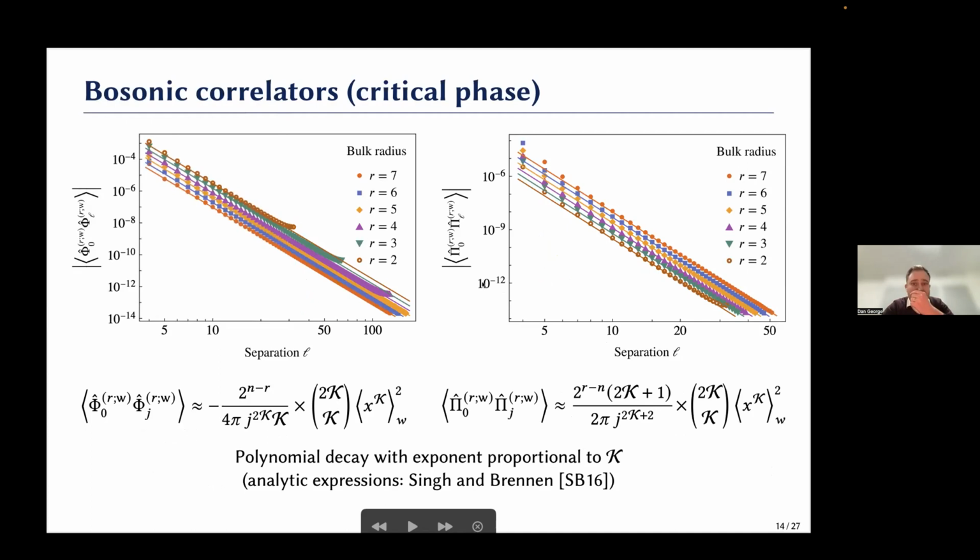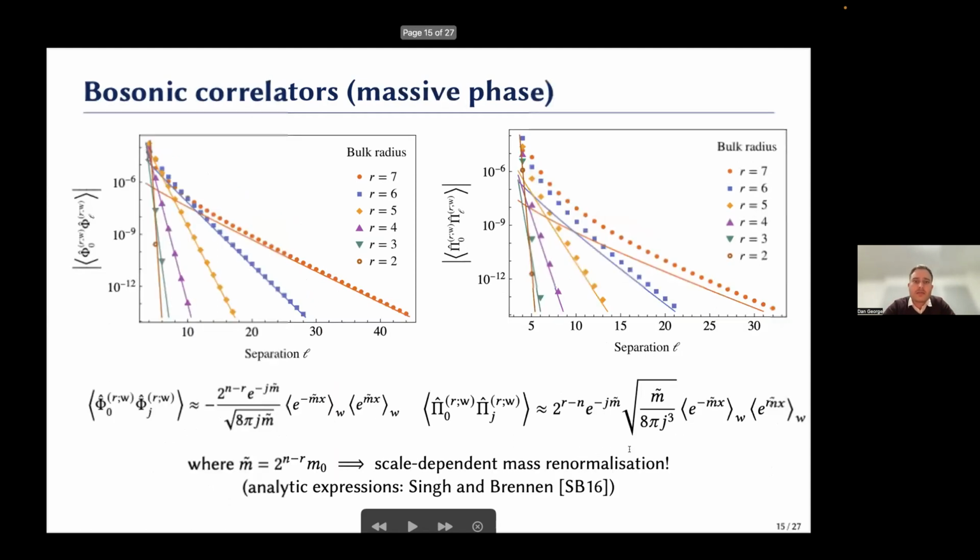These are the bosonic correlators, which show polynomial decay and exponent proportional to the Daubechies index. And in the massive case, you've got, again, the scale-dependent mass renormalization with the m tilde with a dependence on 2 to the r minus n.